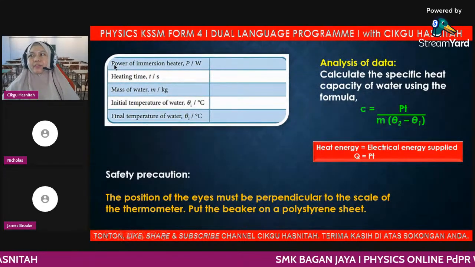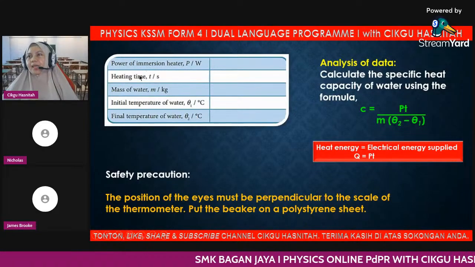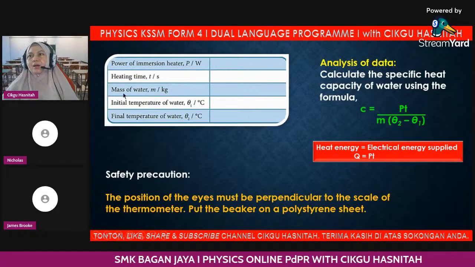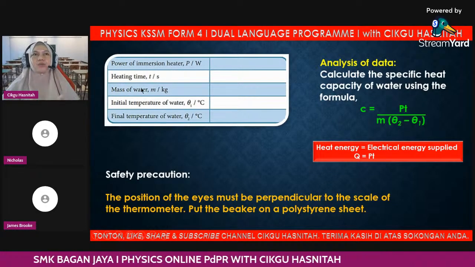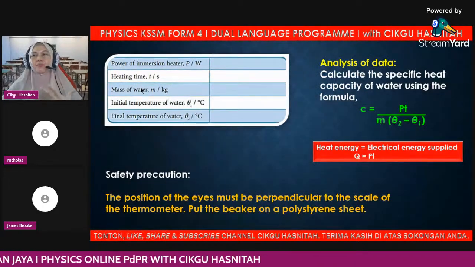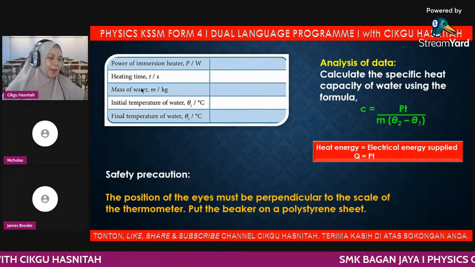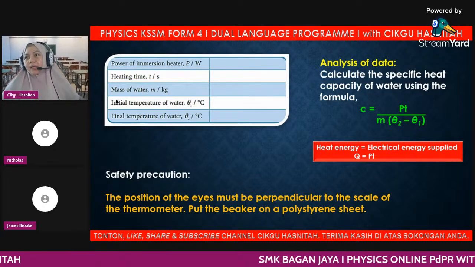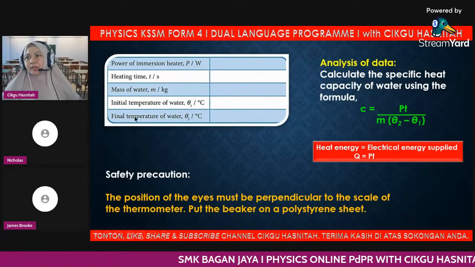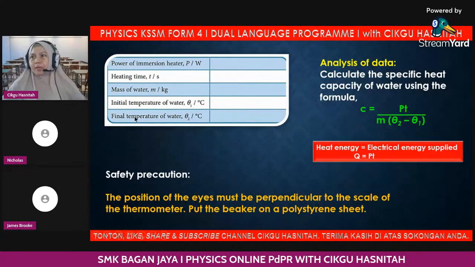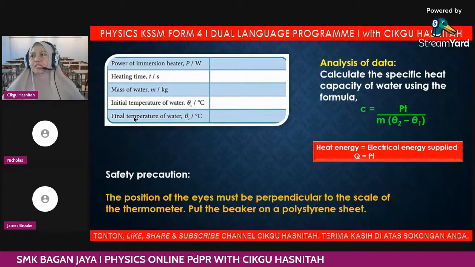What is the power of the immersion heater? What is the heating time? What is the mass of water? Initially, we have to measure the mass of water using a balance, an inertial balance. And this is the initial temperature and final temperature we record from the experiment.